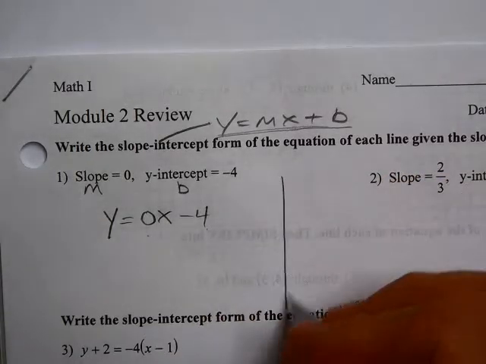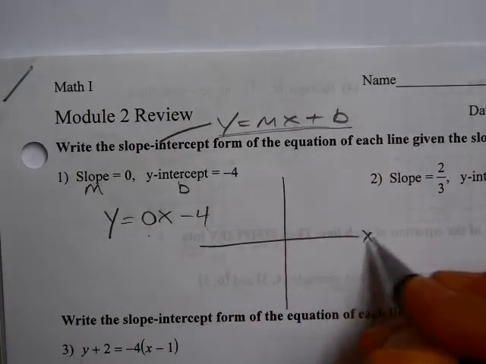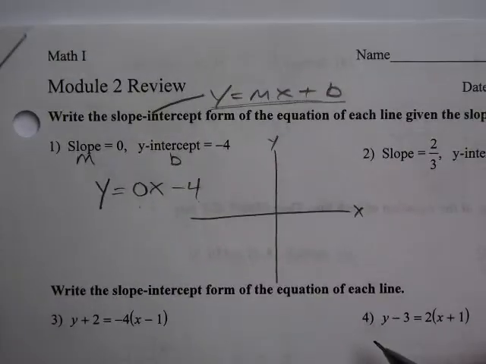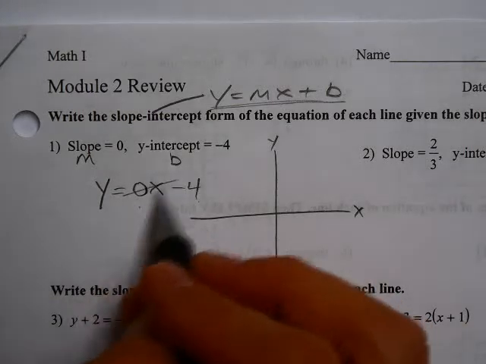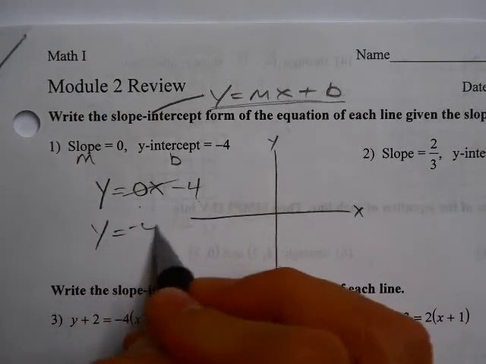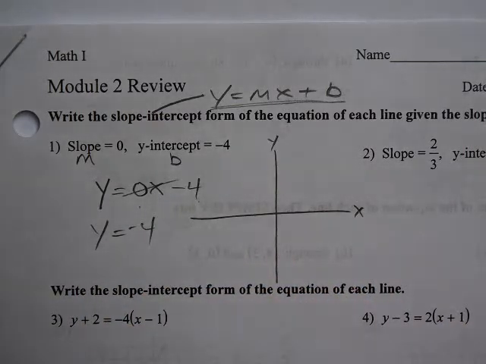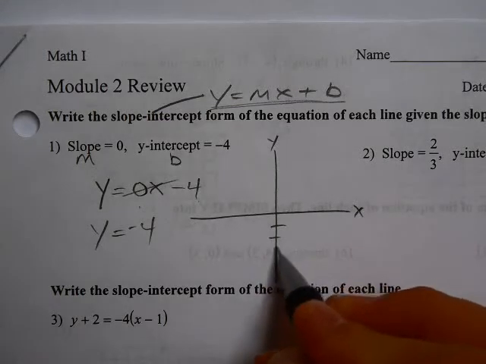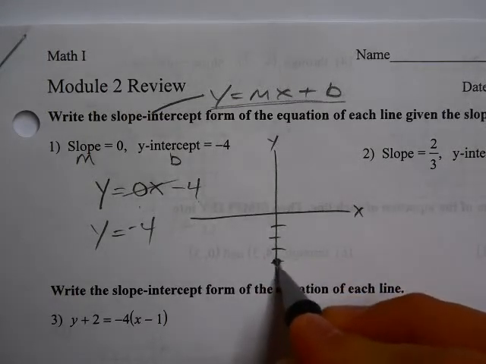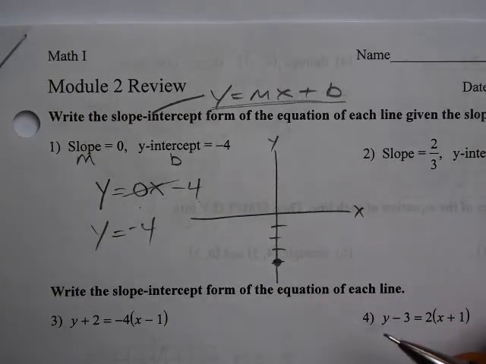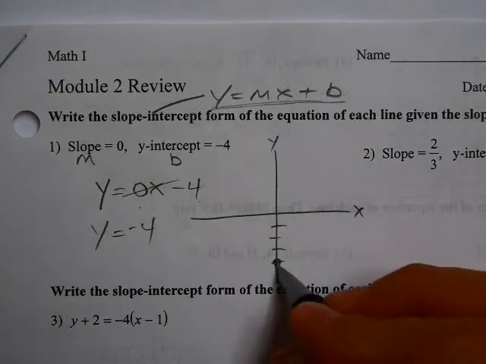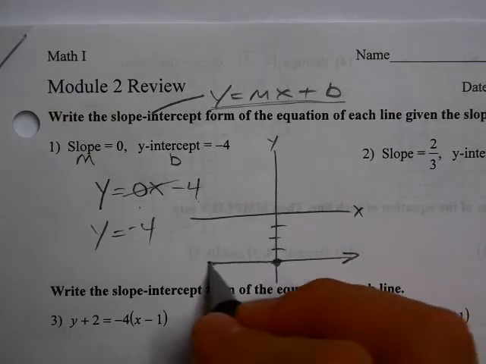It would look like this. So here's my x and here's my y. Okay? And if I simplify this, I can just say y equals negative 4. You with me on that? So where does y equal negative 4? Like down here, right? Where else does y equal negative 4? You got it. It's horizontal. Yeah, this one's horizontal. So it would graph like this.